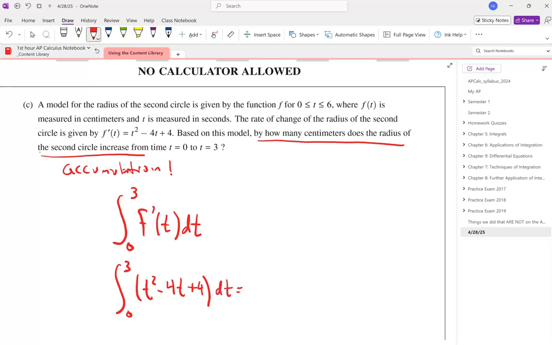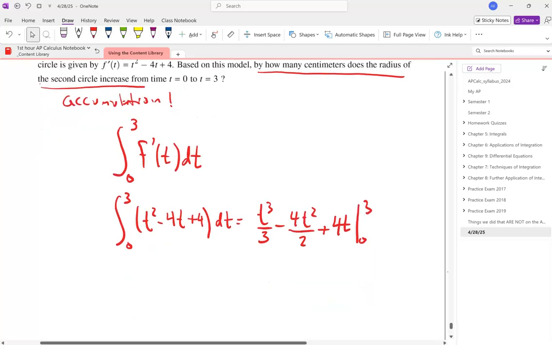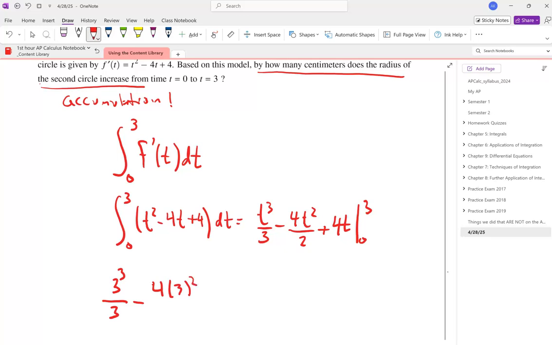So again, that's a very easy integral to do. The antiderivative of t squared is t cubed over 3. The antiderivative of negative 4t is negative 4t squared over 2. And the antiderivative of 4 is just 4t. And then they were very nice because they gave us 0 on the other side. And since everything has a t in it, everything just zeroes out there.